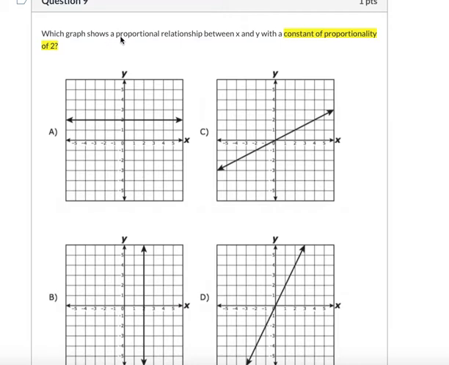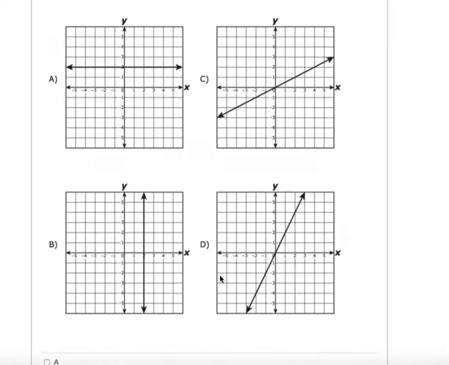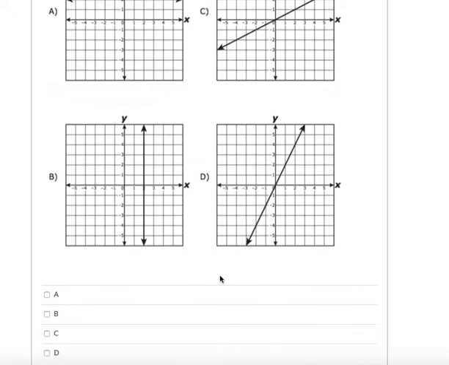Which graph shows a proportional relationship between x and y with a constant of proportionality of 2? Remember, we're using that equation y equals kx. Which of these would follow that, where that k is equal to 2?